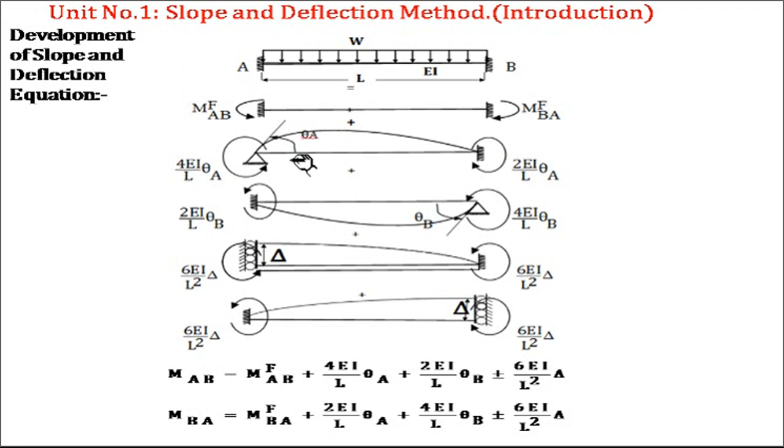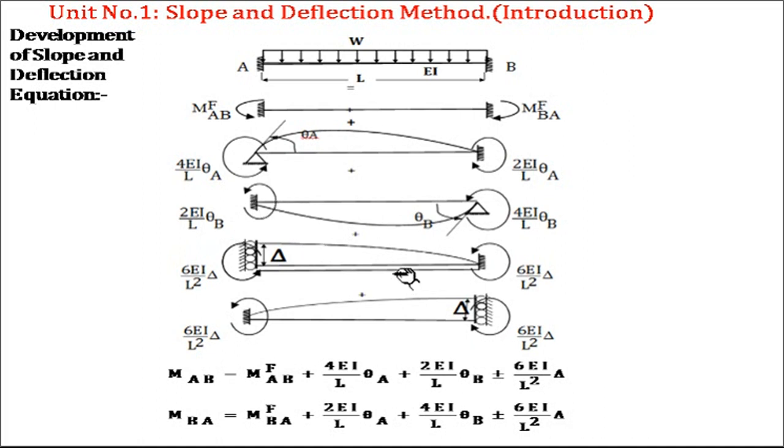In the next figure, theta A is nothing but the rotation of joint A. Now allowing the rotation at A by theta A and maintaining the fixity at joint B, due to this a moment is induced, 4EI upon L theta A at A and 2EI upon L theta A at B. In the next figure, allowing the rotation of joint B by theta B and maintaining the fixity at joint A, due to this a moment is induced at joint B, that is 4EI upon L theta B, and 2EI upon L theta B at joint A.